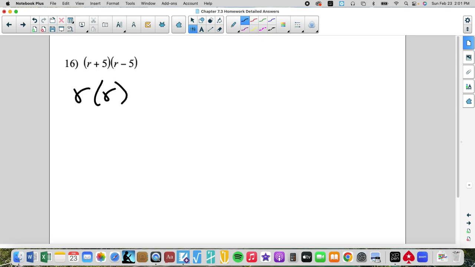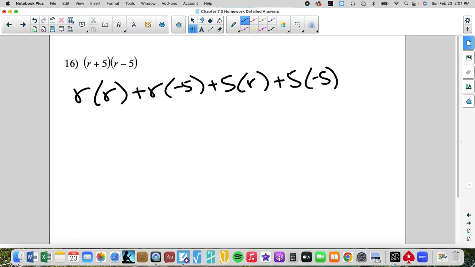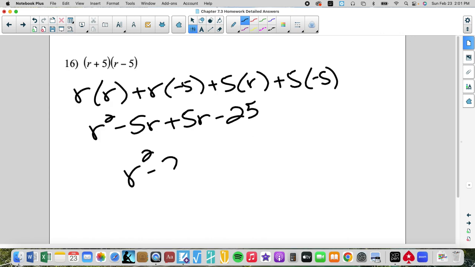R times R plus R times negative 5 plus 5 times R plus 5 times negative 5. R times R is R squared. R times negative 5 is negative 5R. 5 times R is 5R. 5 times negative 5 is negative 25. And we get R squared minus 25.